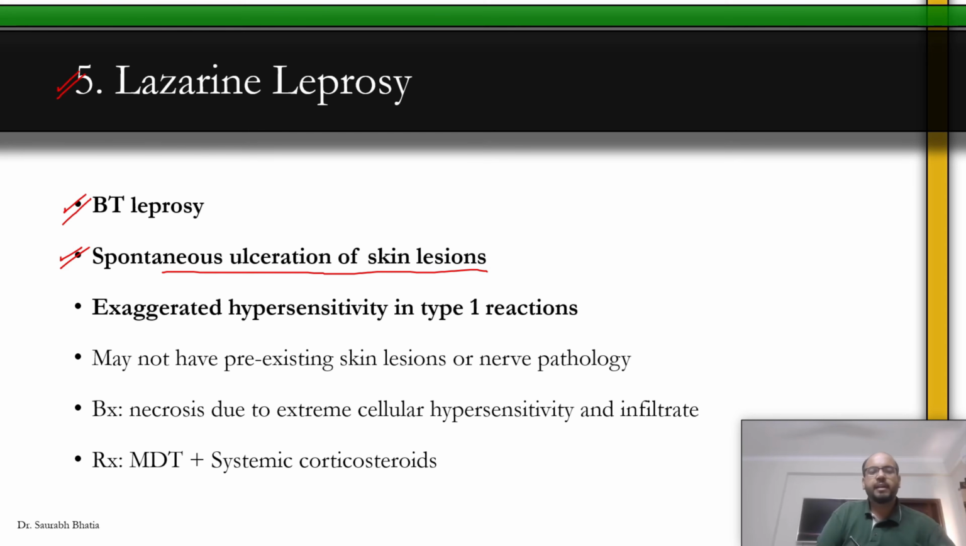It is described as an exaggerated hypersensitivity in type 1 reactions. Of course, since it's a part of BT leprosy, you have more chances of type 1 reaction. So it's an exaggerated hypersensitive reaction in type 1 reaction. Lazarine leprosy may not have any pre-existing skin lesions or nerve pathology. The patient directly presents with spontaneous ulceration.